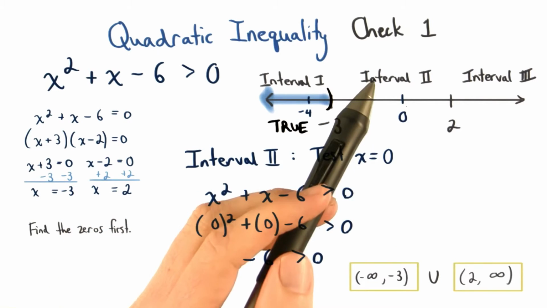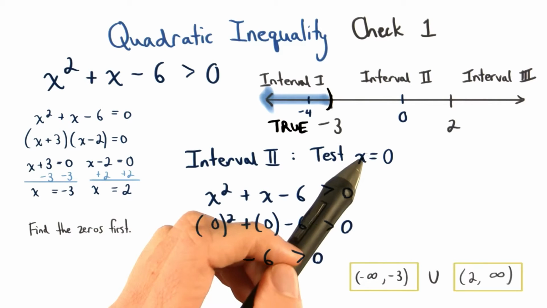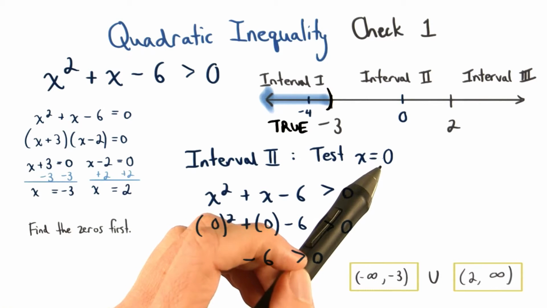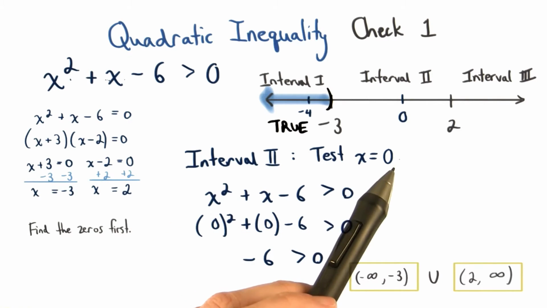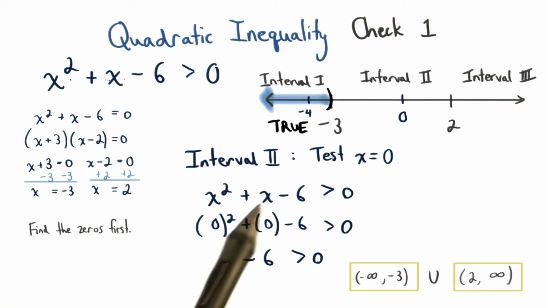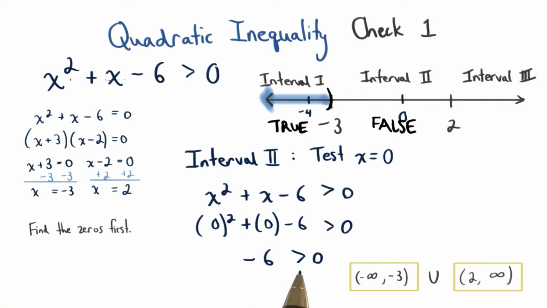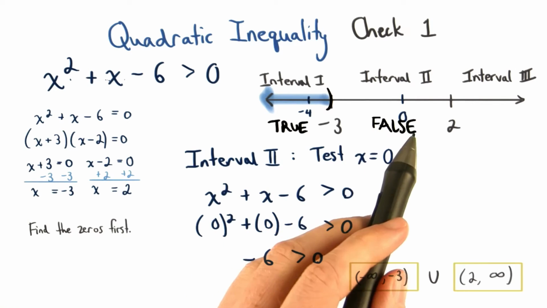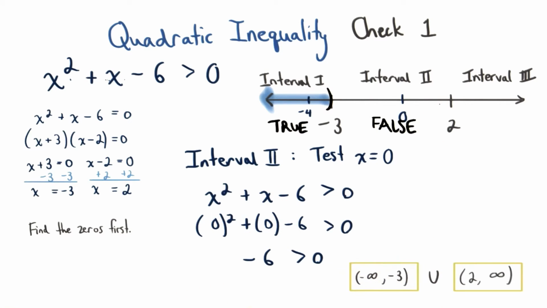We need to test a value now for interval 2. I'll use x equals 0 since that's pretty easy to plug in and evaluate. If x is equal to 0, then these two terms would drop out. They would just be 0, and we'd be left with negative 6 is greater than 0. We know this statement is not true, so this region is false. We exclude it from our solution set.